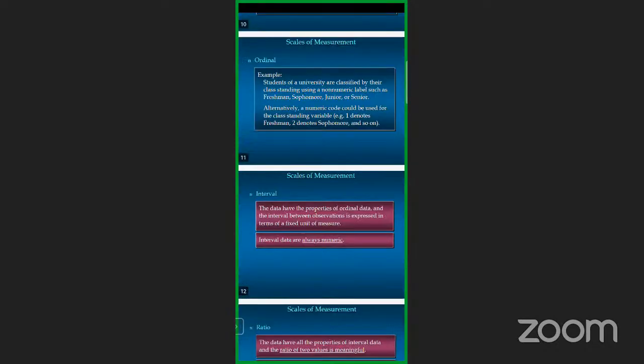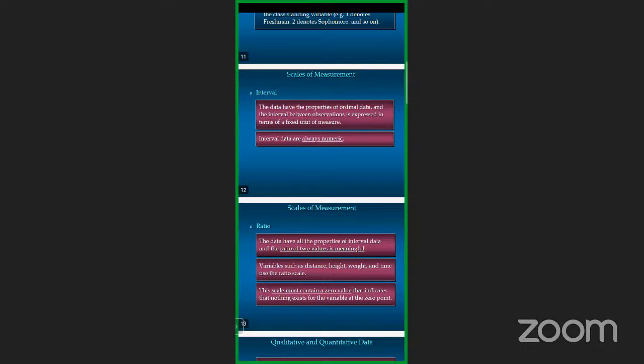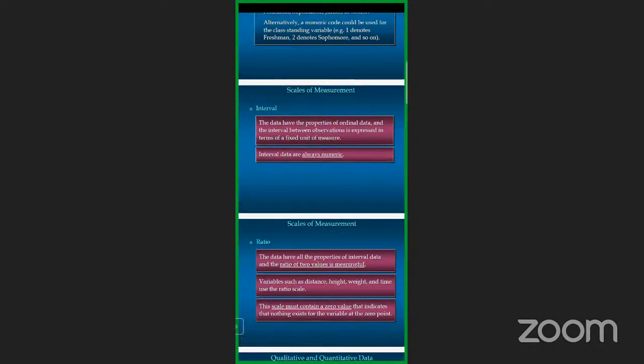That can be selected, and then the ratio scale. The data have all the properties of interval data, and the ratio of 2 values is meaningful. A variable such as distance, height, weight, and time uses the ratio scale. And this scale must contain a 0 value that indicates that nothing exists for the variable at the 0 point. So these are the 4 scales which can be used to observe and analyze the data.